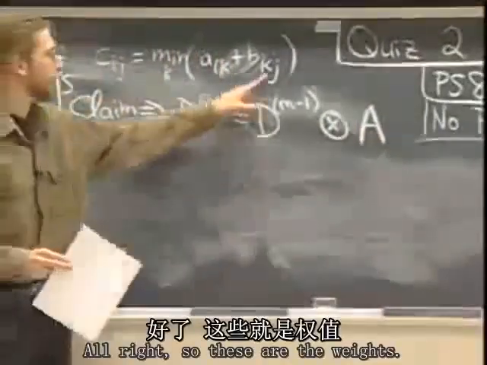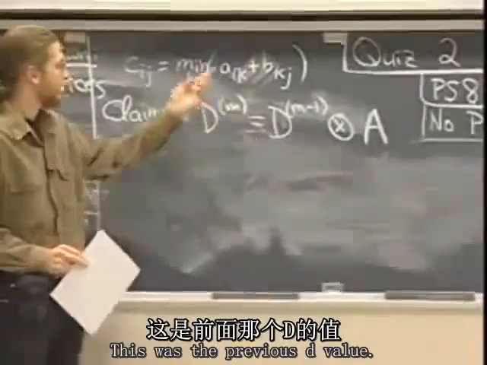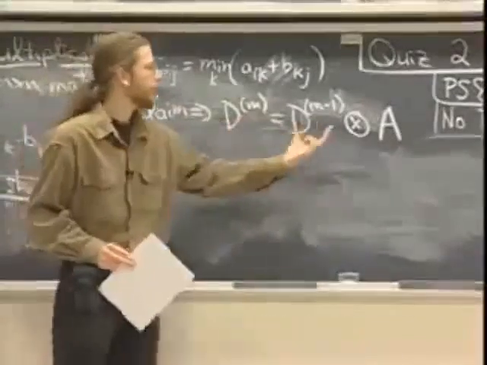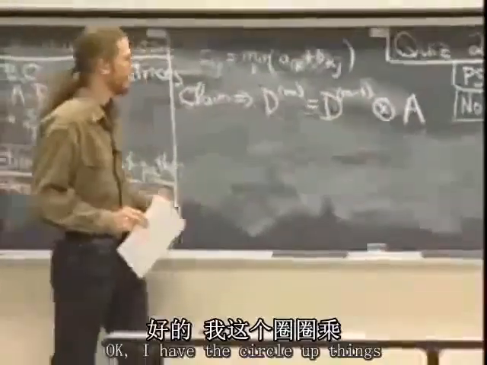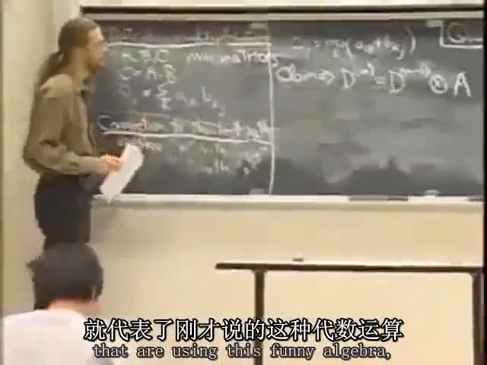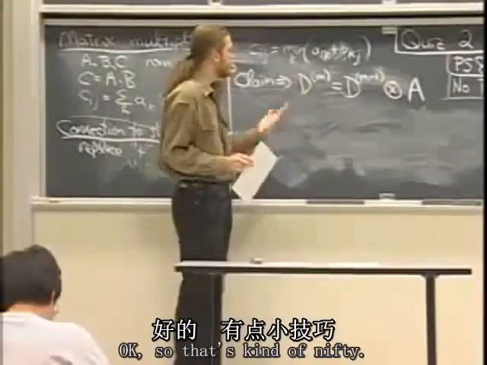So these were the weights. These are the weighted adjacency matrix. This was the previous d value. This is the new d value. So I'll just rewrite that in matrix form with capital letters. Okay, I'm going to circle things that are using this funny algebra. So in particular, circled product. Okay, so that's kind of nifty.